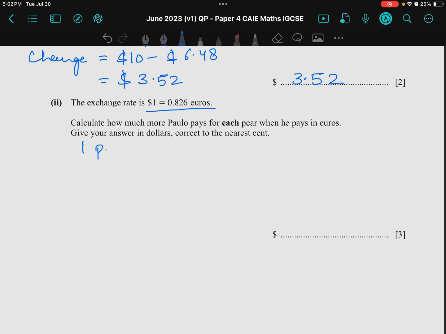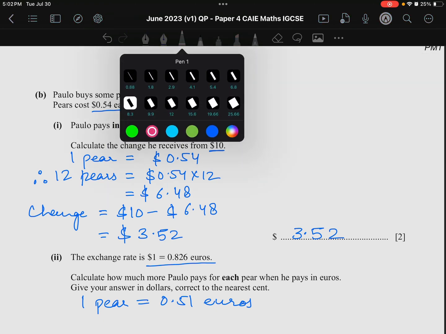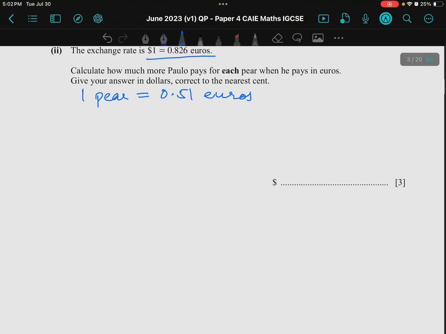Okay. For one pair, it is given as 0.51 euros. It is given here. See, 0.51 euros. So one pair is equal to 0.51 euros. As we all know, $1 is equal to 0.826 euros. This is given here. This is the exchange rate given.